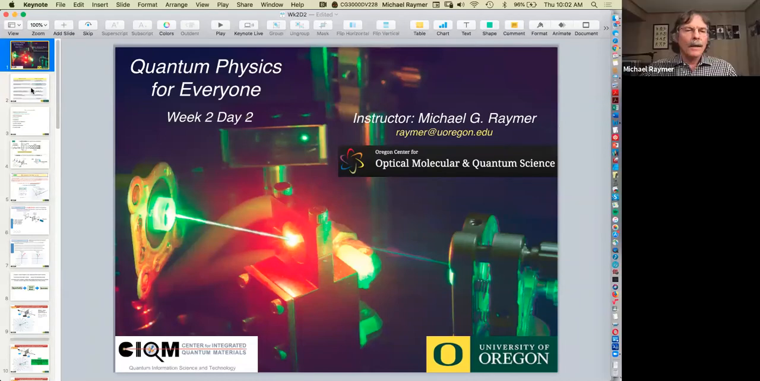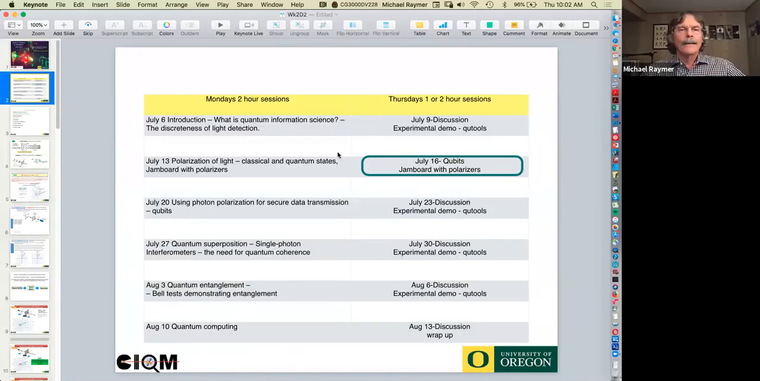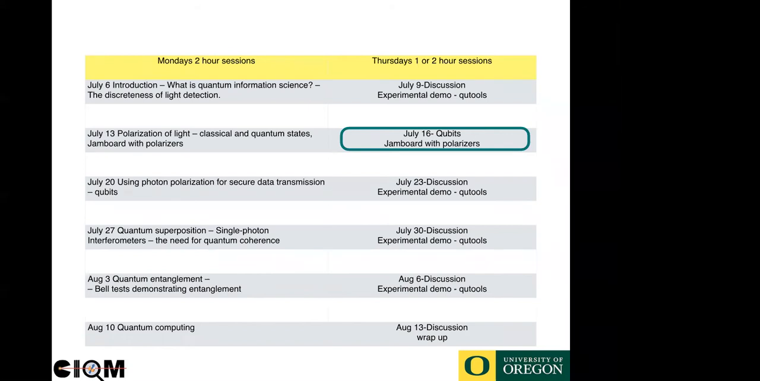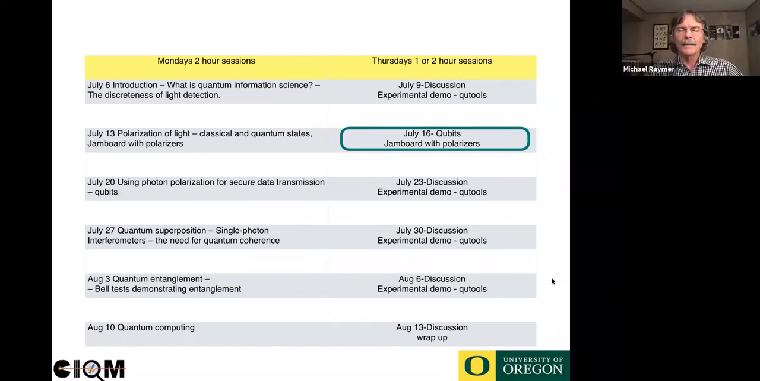So today we're going to be continuing our discussion about polarization of light, both the classical and the quantum description of light polarization, dealing with light waves and single photons. And also we will be doing some Jamboard exercises. And then we'll discuss the more general question about qubits. What are qubits in quantum physics and quantum information science?